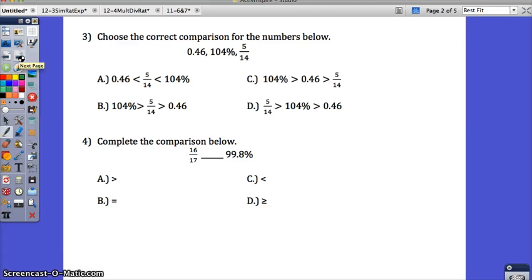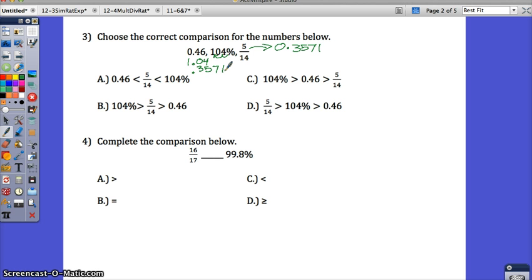Number 3, choose the correct comparison of the numbers below. Again, I would use your calculator and I would change them all to a decimal. So I have 0.46. I know with a percent, I just move the decimal over twice. So I have 1.04. And for 5/14, I have to use my calculator, which comes out to 0.3571 behind the decimal. So when I'm comparing these, I like to line up the decimal points, and then I can see the order that they need to be in.